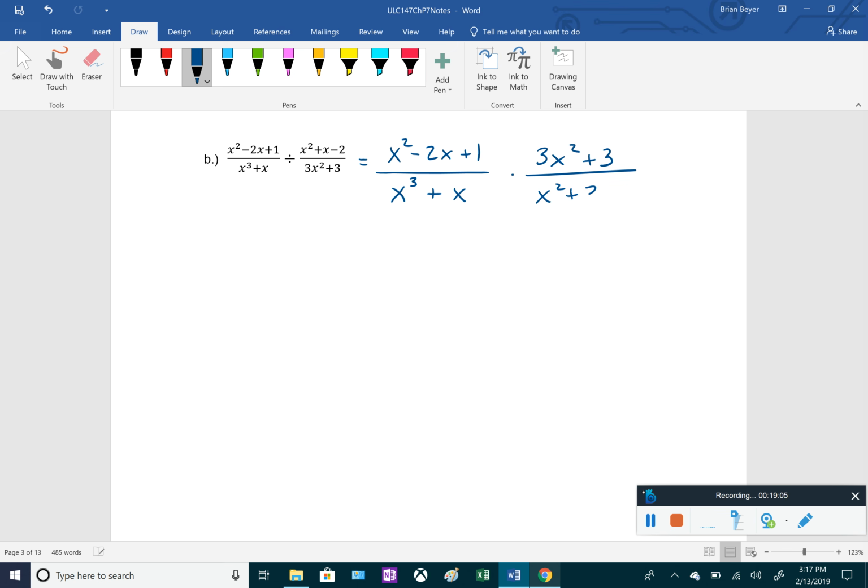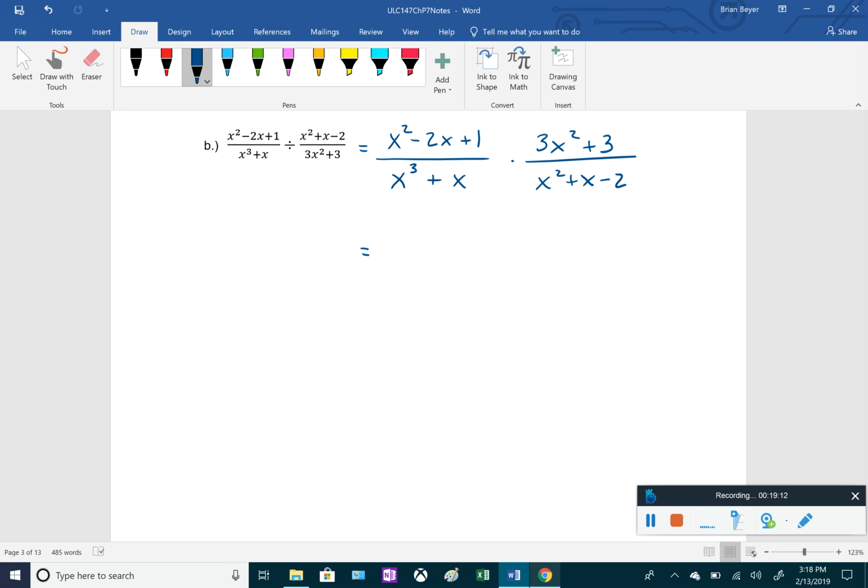So now, x squared plus x minus 2. Let's factor every one of those numerators and denominators, and I'm going to factor and multiply them all together at the same time. So x squared minus 2x plus 1 is going to factor as x minus 1 times x minus 1. 3x squared plus 3, there's a common factor of 3 there. So I'll write it right here, times 3 times x squared plus 1 after we factor out that GCF.